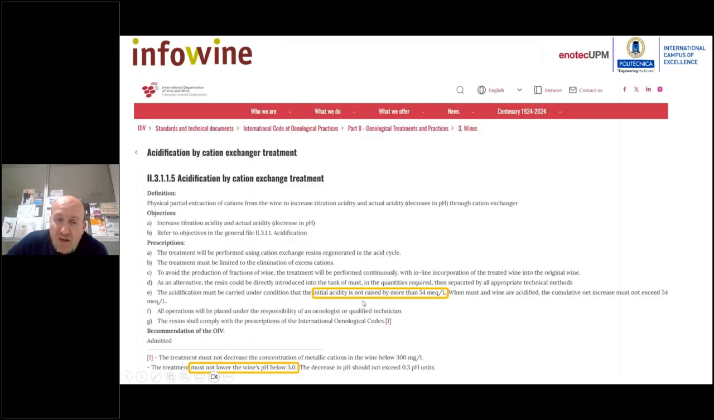Now, the OIV allows these techniques, and we can increase the acidity up to 54 milliequivalents per liter, which means more or less a global acidification at a maximum of the equivalent of 4 grams per liter in tartaric acid. So it's quite effective and quite strong.